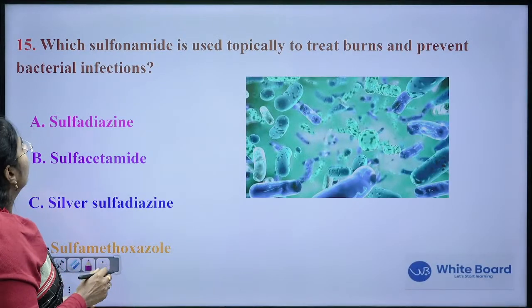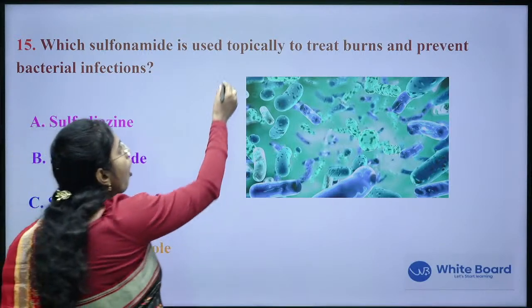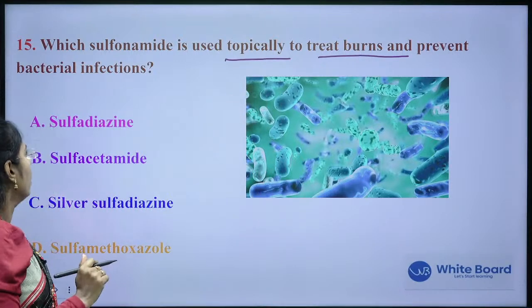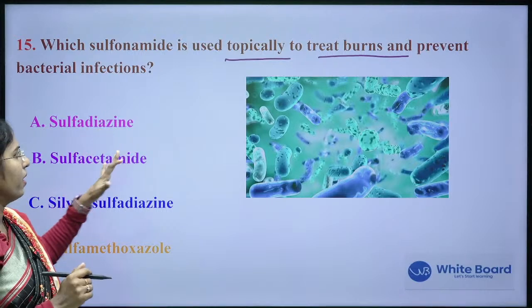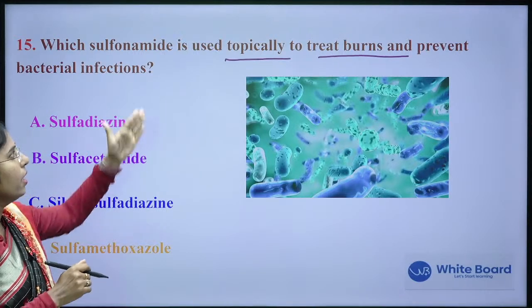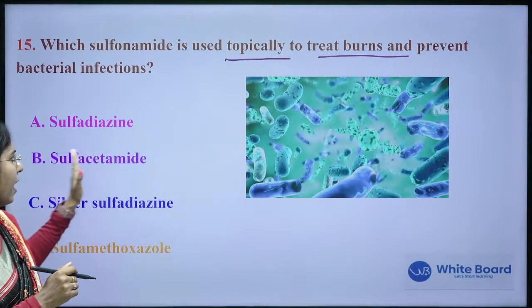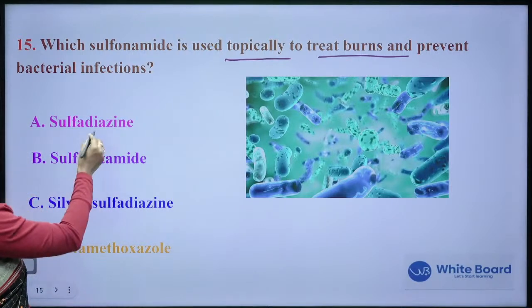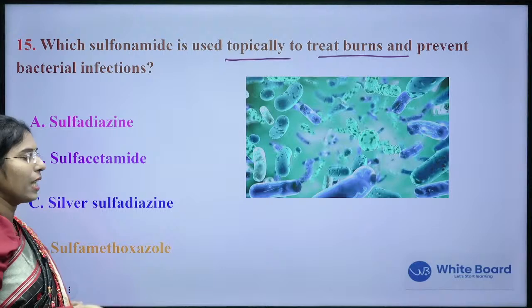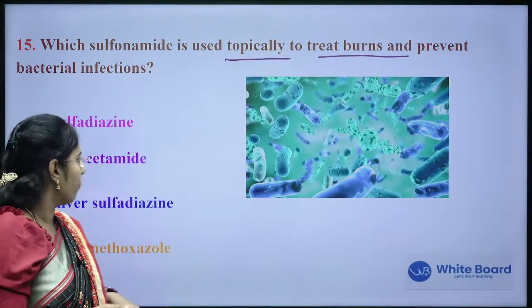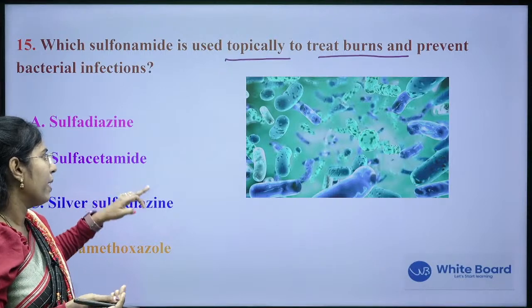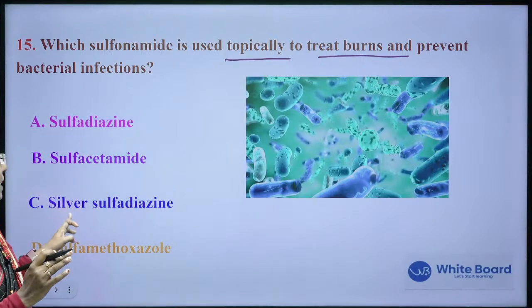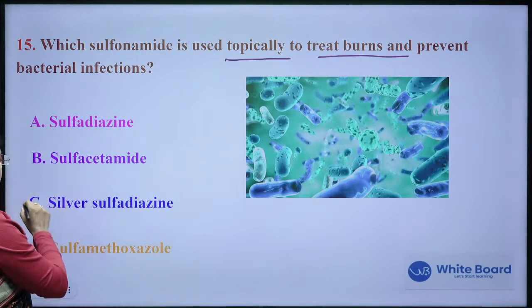So, which sulfonamide is used topically to treat burns and prevent bacterial infections? So, here the first option they have given is sulfadiazine. All these 4 options belong to the sulfonamides only, that is sulfadiazine, sulfacetamide, silver sulfadiazine and sulfamethoxazole. Okay. So, sulfadiazine is taken orally in order to treat bacterial infections. Sulfacetamide can be used either topically or orally also. Both are available. And silver sulfadiazine, so this is the correct option.